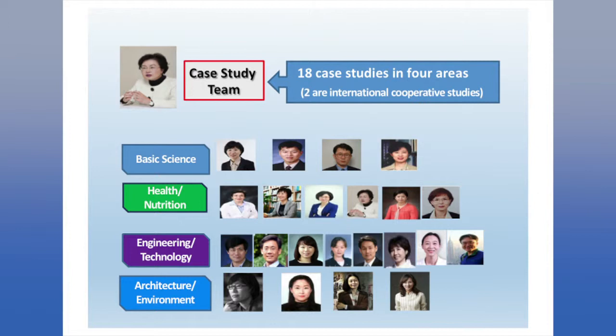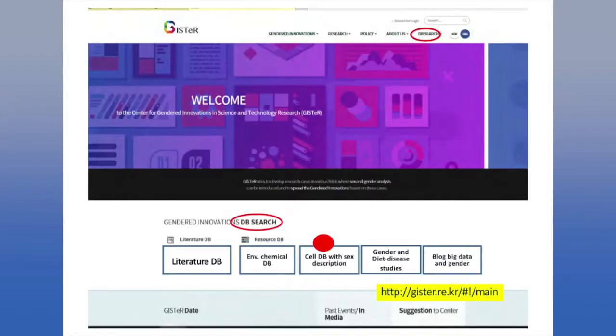And I lead the case study team, and we have 4 areas, and 18 case studies are now going on. The first one in basic science is by Dr. Lee, who worked a lot on the cell bank, cell database. And this is our website. We just opened the English website, and I hope if you have time, you can go through it.